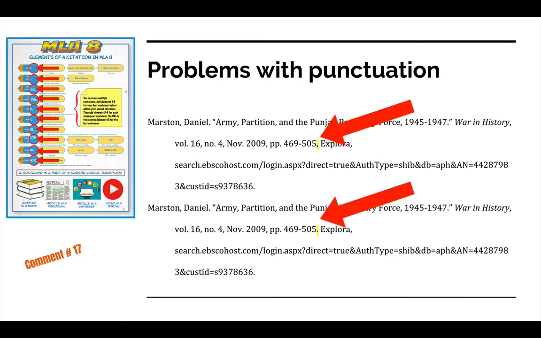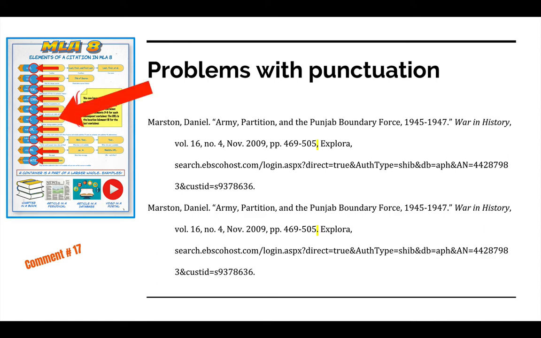We're finding that there are problems with punctuation. We're still sorting through this ourselves. MLA 8 is new, so be very careful in following it. We've identified what the punctuation should be in the infographic that we created at the end of each descriptor. For each element of MLA citation, we've put in the appropriate period.